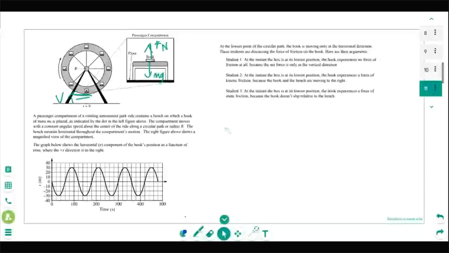Now, I'm going to preface this by saying I have not looked at this question a ton, so I may say something stupid. This is not one that I prepped. But my first thought, looking at the free body diagram on the book, is we have an up force and a down force going on here. There is no horizontal acceleration at all in this case.